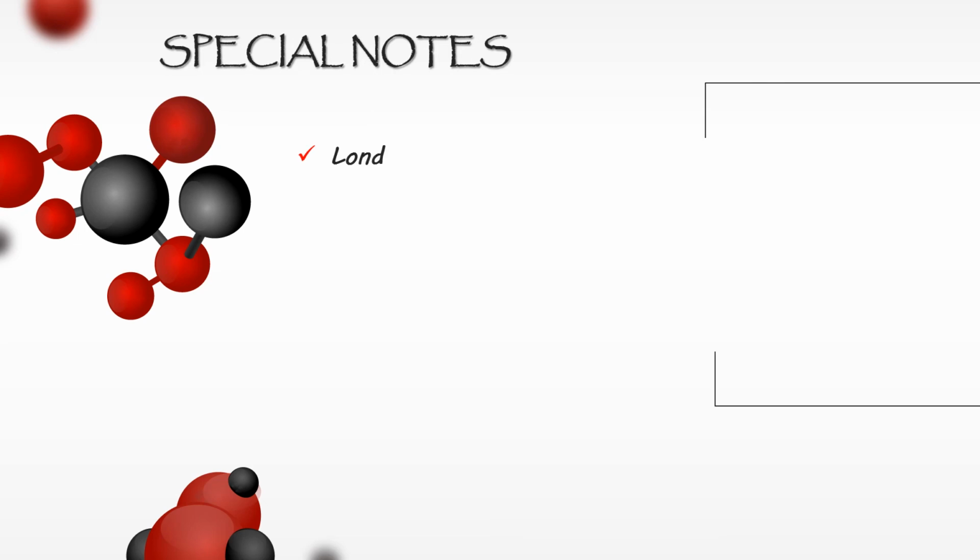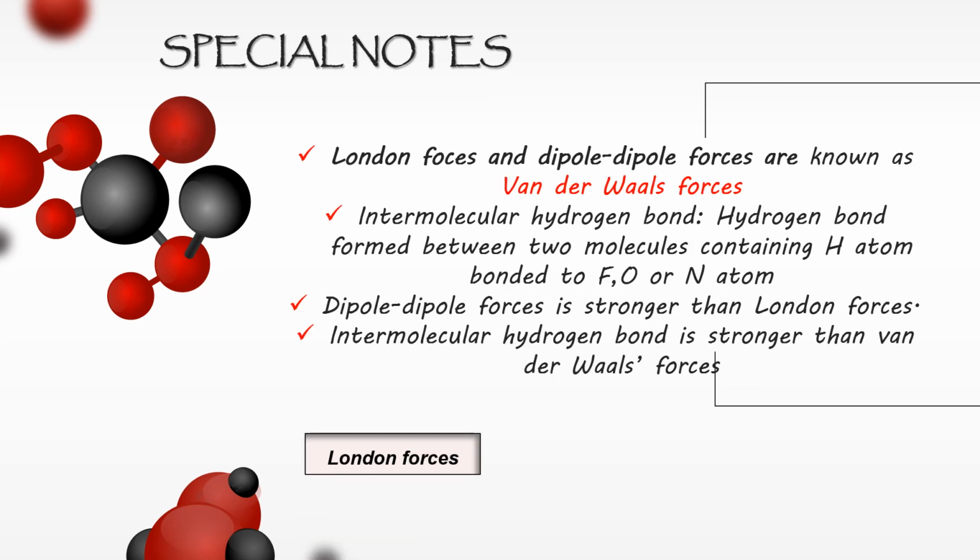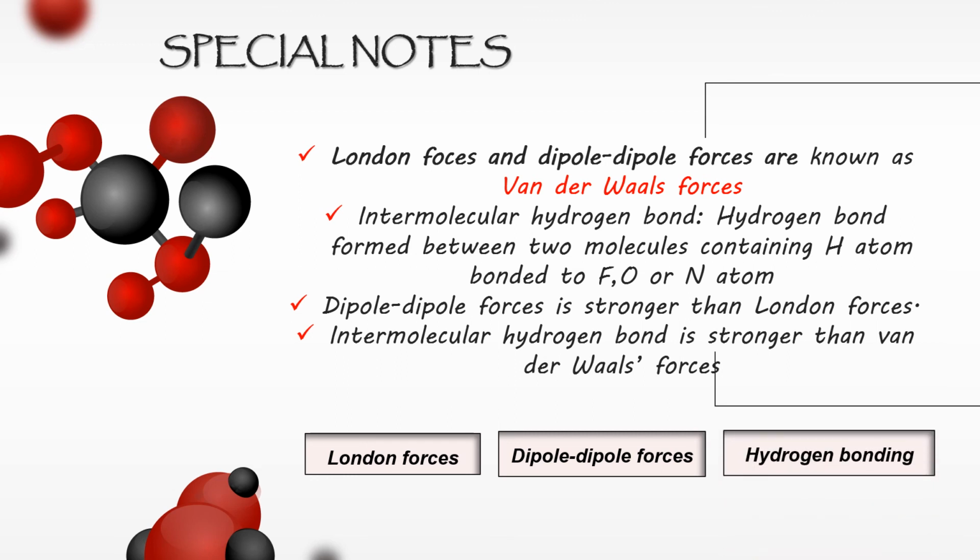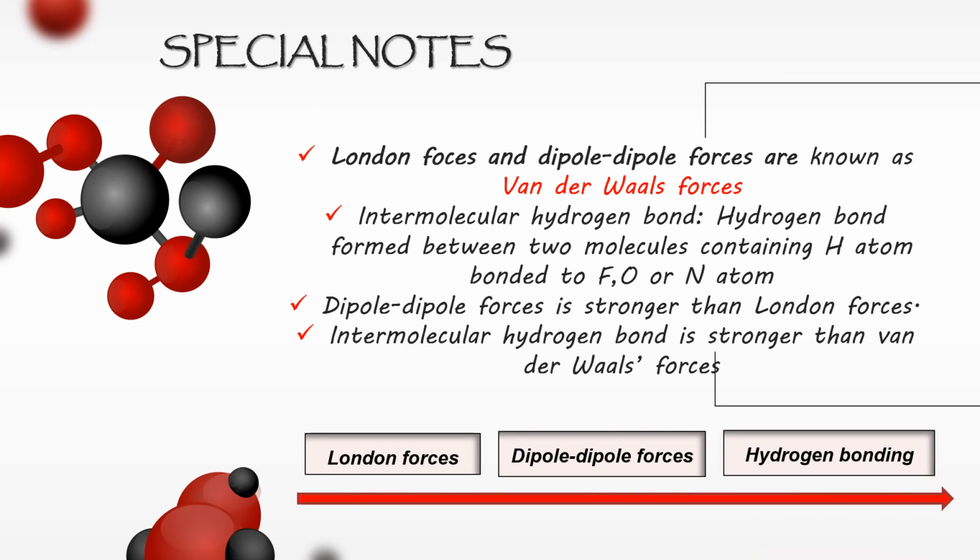As the conclusion, London forces and dipole forces are known as van der Waals forces. Intermolecular hydrogen bond is the hydrogen bond formed between two molecules containing a hydrogen atom bonded to F, O, or N atom. Dipole forces are stronger than London forces. Intermolecular hydrogen bond is stronger than van der Waals forces. So in diagram form, this is the comparison of relative strength of these forces: London forces are weaker than dipole forces, which are weaker than hydrogen bonding.